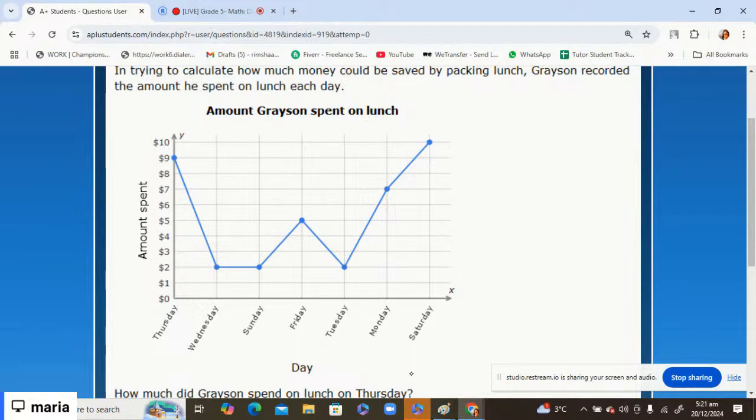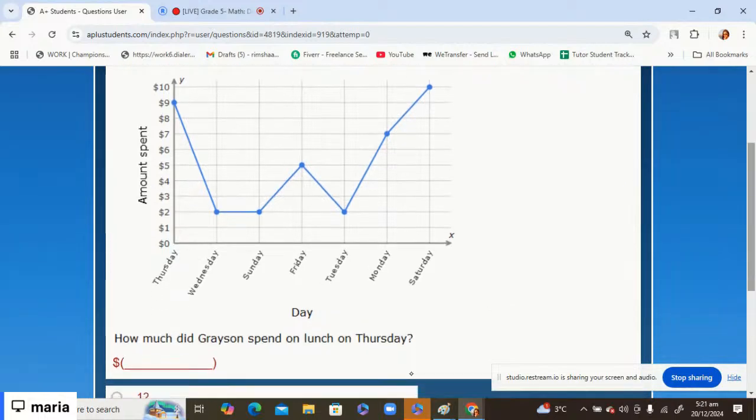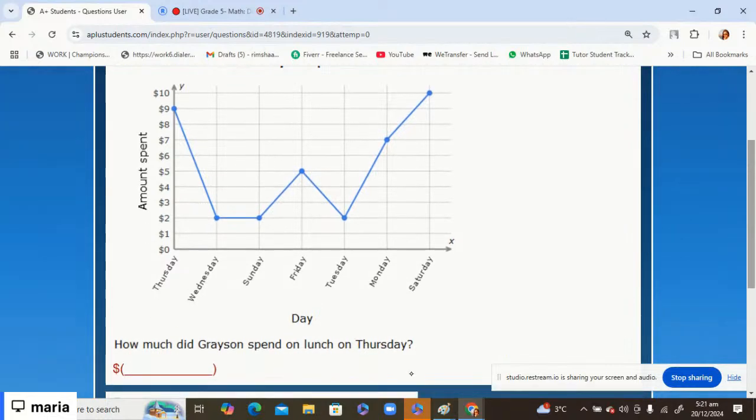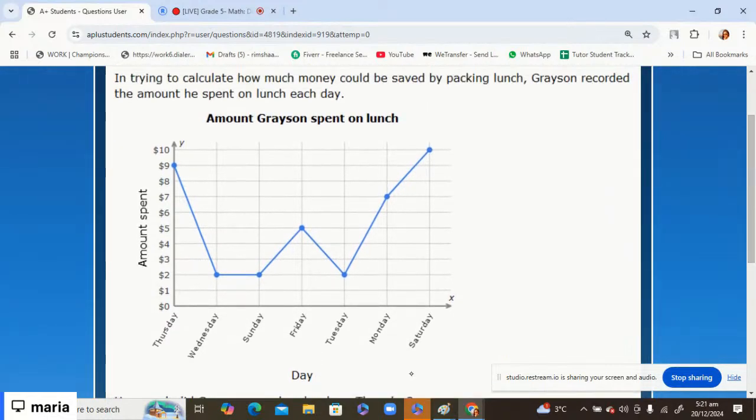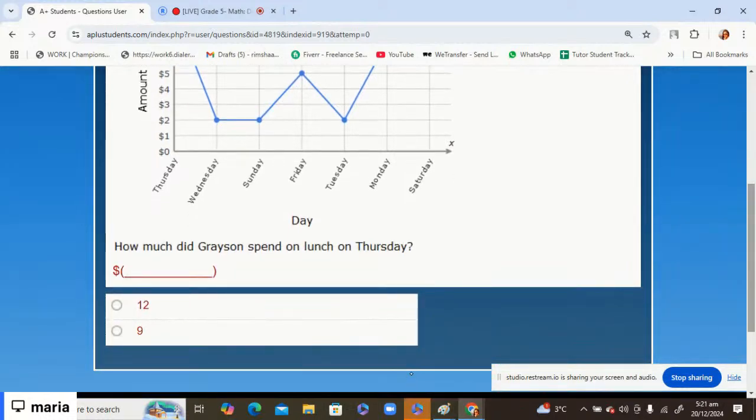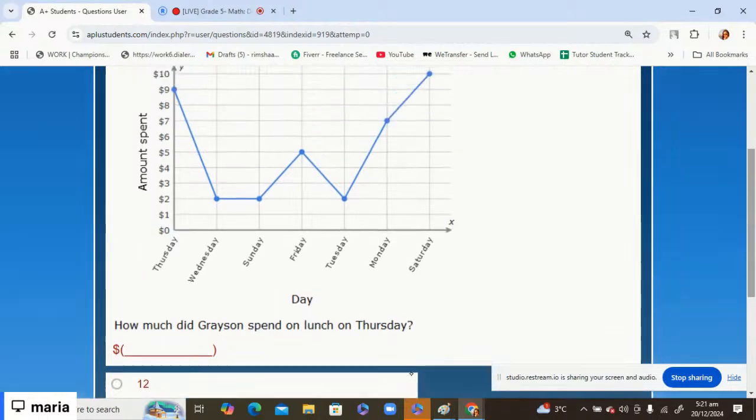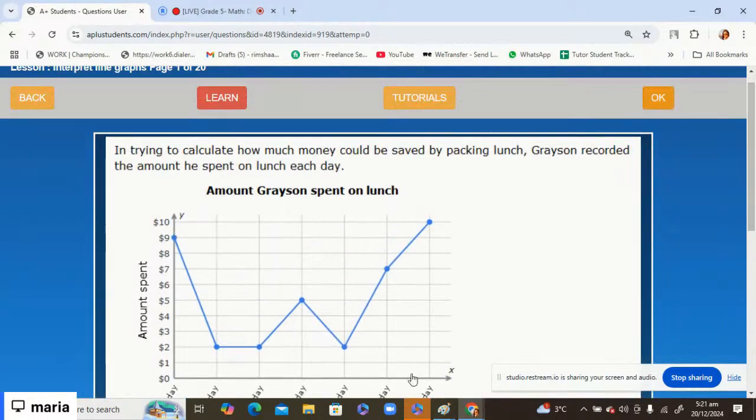How much did Grayson spend on lunch on Thursday? You are going to check on the Thursday. Okay, so where is the Thursday? From the first one, it's on $9. So you just see that on Thursday it's on $9. Where does the dot lie? It's on the $9. So you go with the $9. Here we go with it.